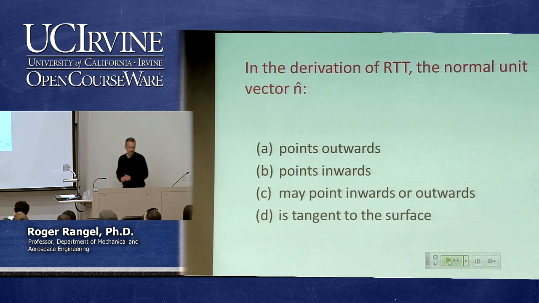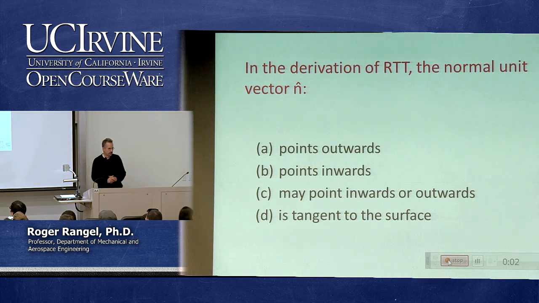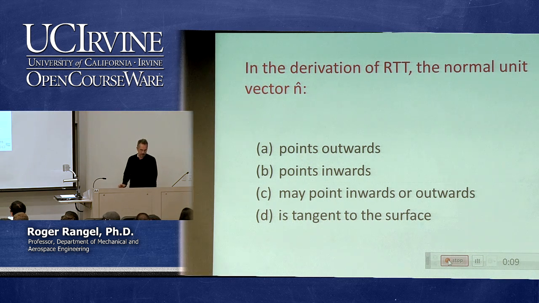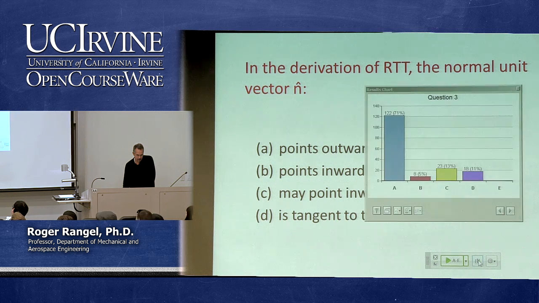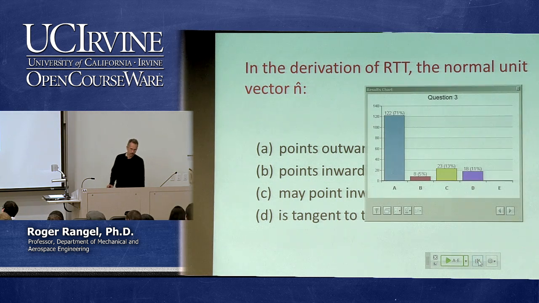Okay, in the derivation of the Reynolds transport theorem, the normal unit vector n, pick one of those answers. Quickly look back into the notes from the last class. So 5, 4, 3, 2, 1, 0. Yes, it points outwards.